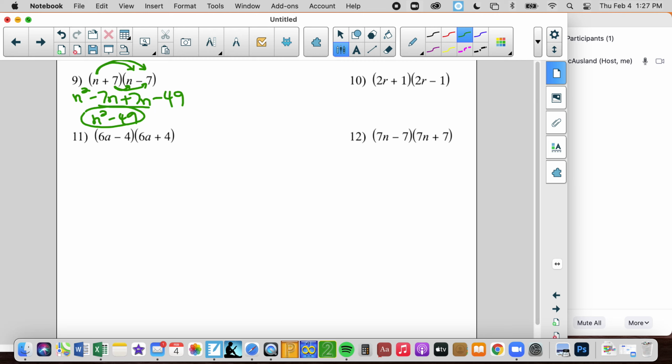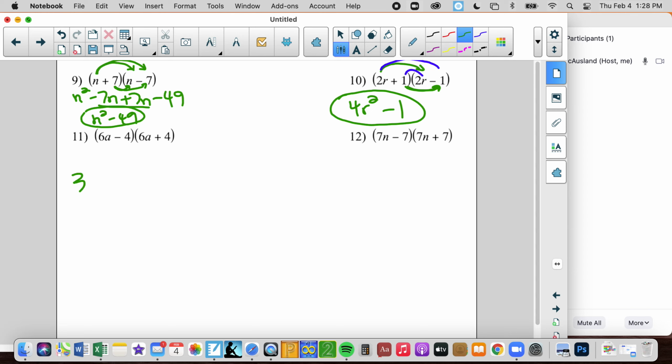So that's where that shortcut goes. I don't have to do the outside and inside. I can just focus, when I have conjugates, on the first times the first and the last times the last. So first times first gives me 4r squared. I know that my outside and my inside are going to be opposites of each other, so I don't have to do that step. And I just have to multiply the lasts, which makes negative 1. So that is where you can save a little time.